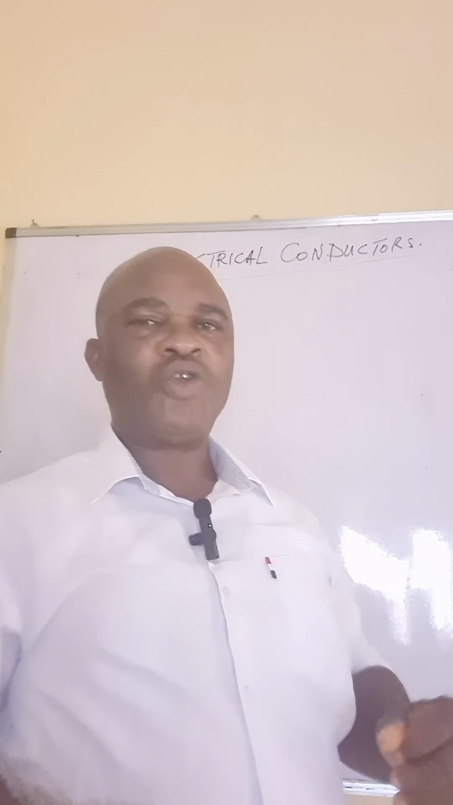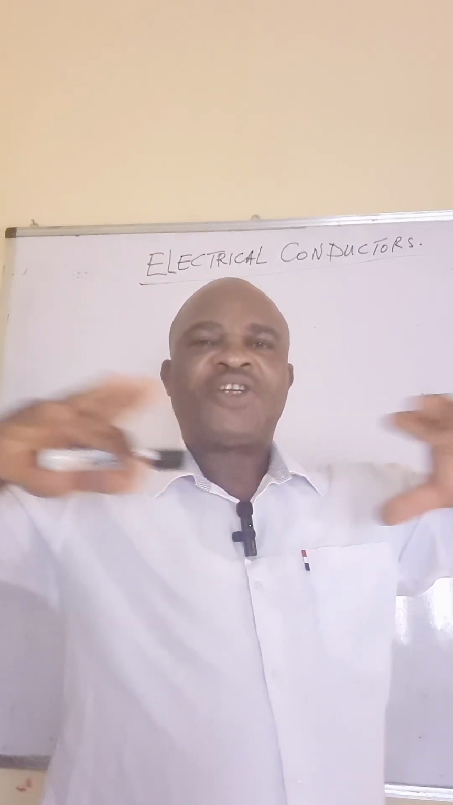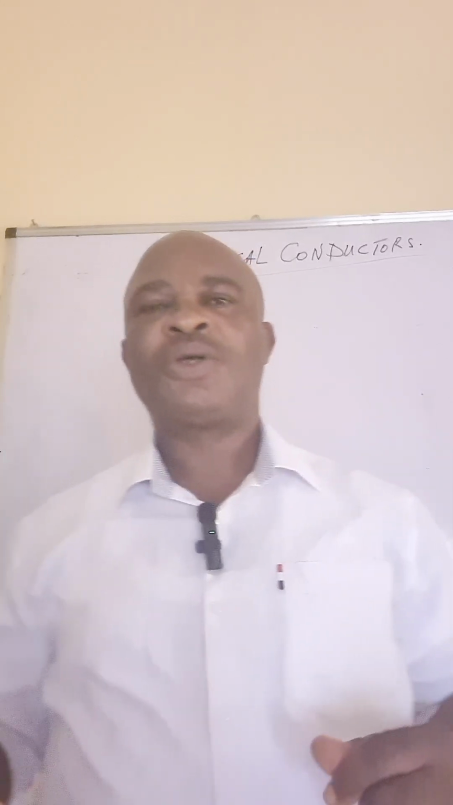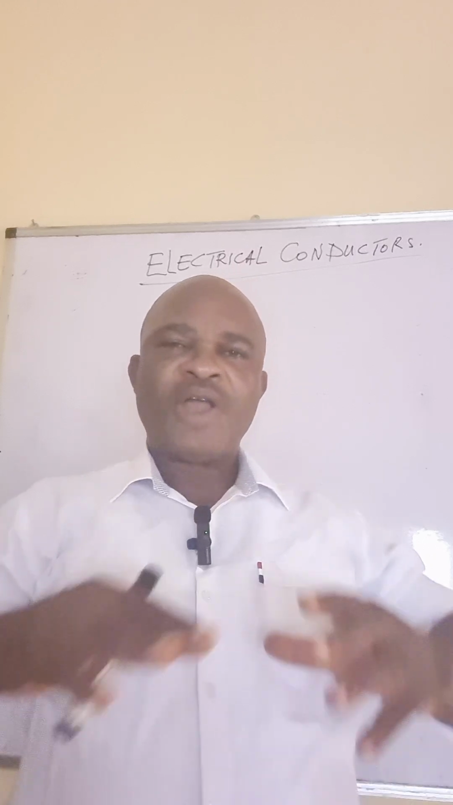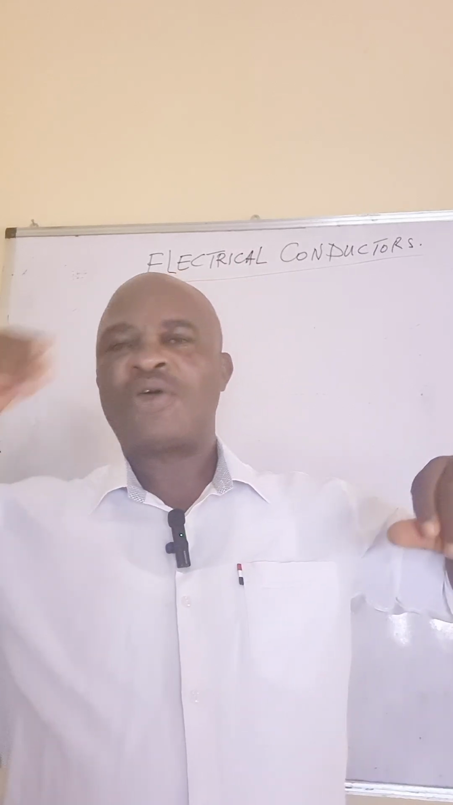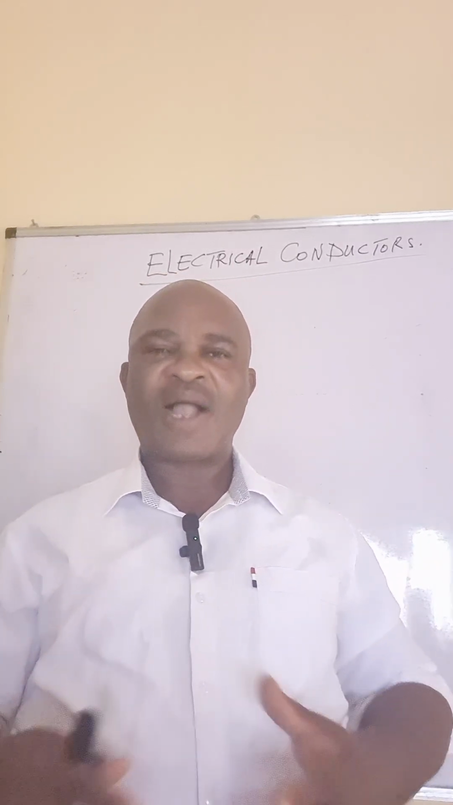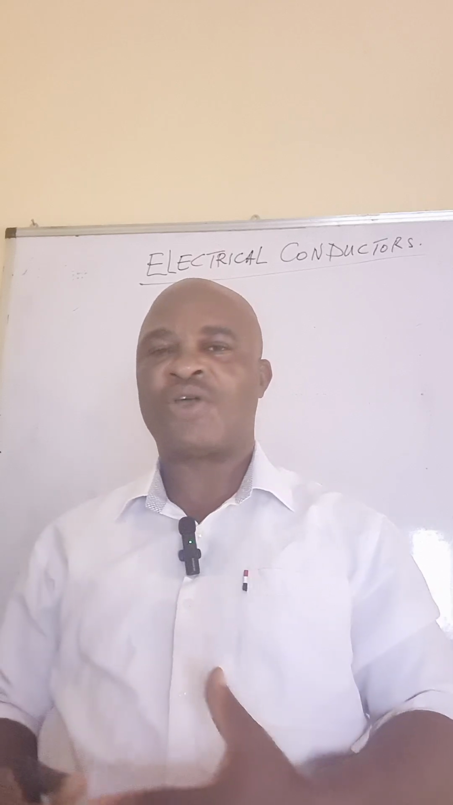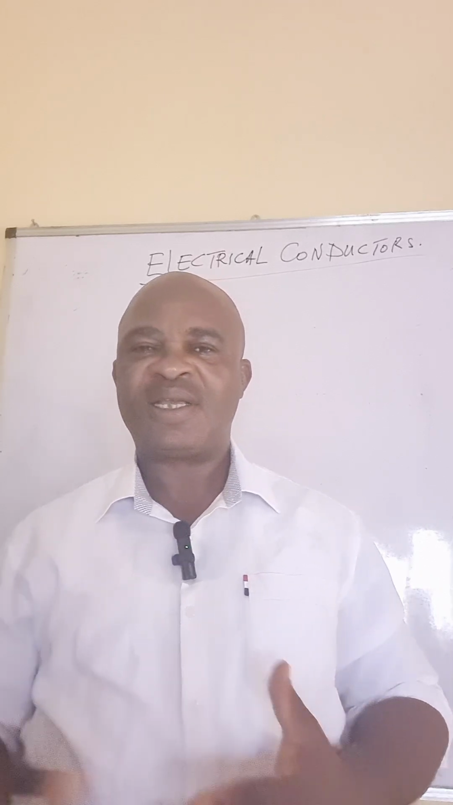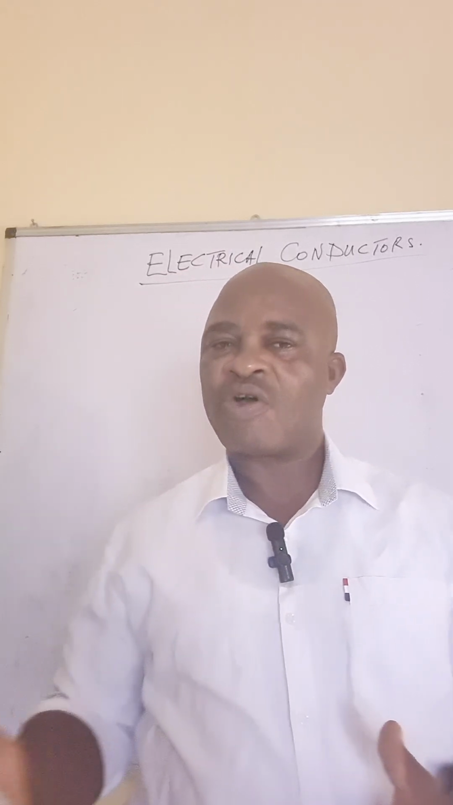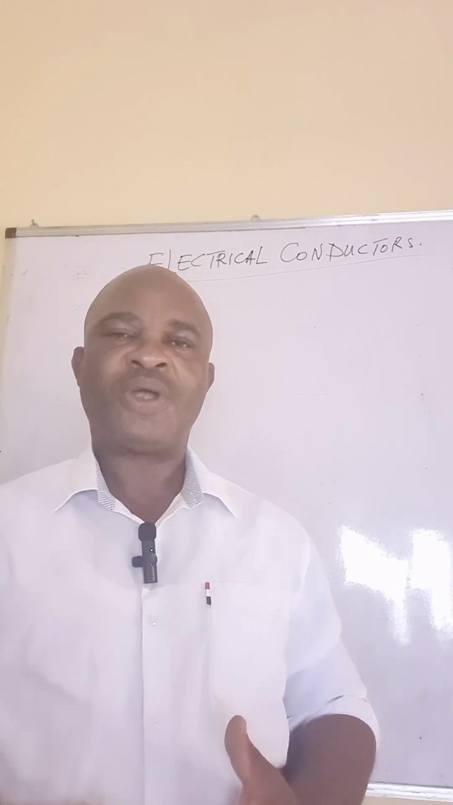In today's lecture, we are going to look at electrical conductors. What are they? How can we identify them from non-conductors like rubber, plastic, and wood? Of course, a dry wood.